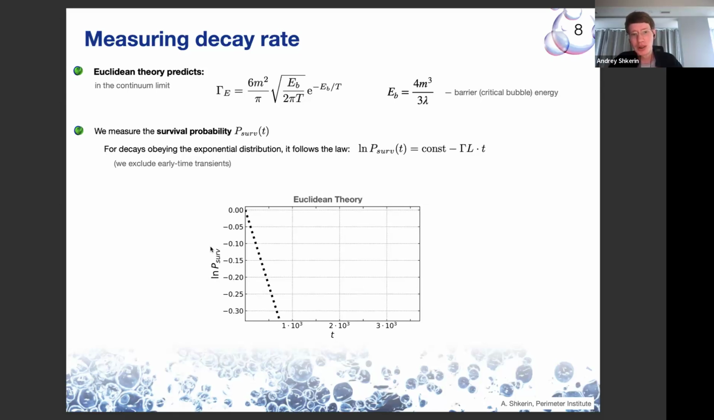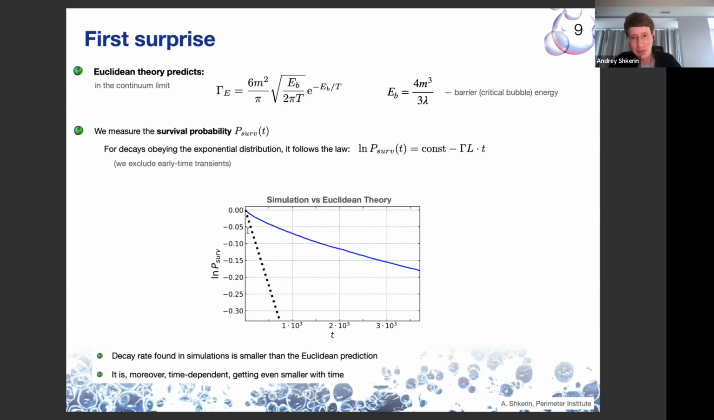So the Euclidean theory, if you look at this plot, the log of survival probability as a function of time, predicts a straight line with a certain slope. And then we just go ahead and measure this in simulations, and this is what we get. The blue line is what we get from simulations. So there is a big discrepancy, and the two key points are, first, the decay rate found in simulations happens to be smaller than the Euclidean prediction. Here we see it is smaller by almost an order of magnitude or more. But not only that, it actually turns out to be time dependent in our simulation. So this rate gets even smaller. So we have to understand what happens.